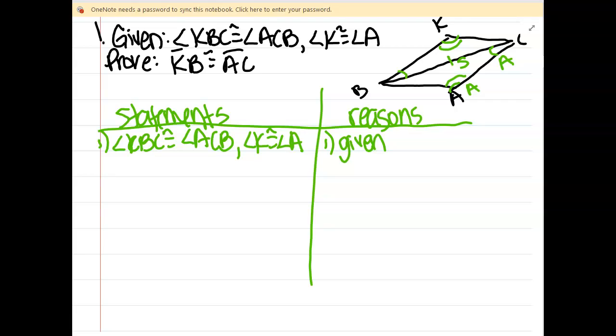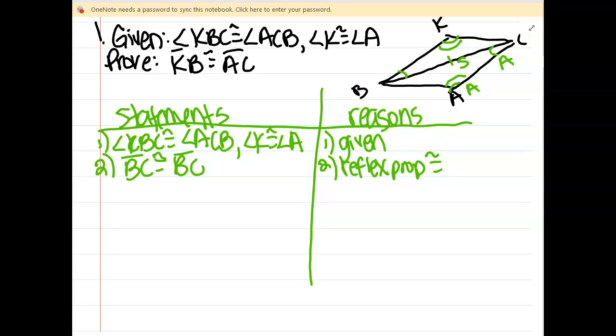Got it. But I need my side congruent to side. What is the side congruent to side statement going to be? BC congruent to BC. How do I know BC is congruent to BC? We use this one a lot. Reflexive property of congruence.